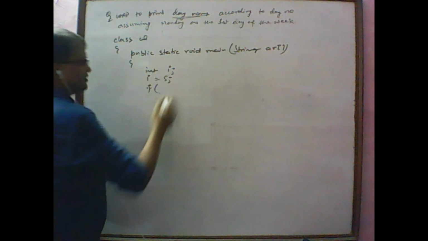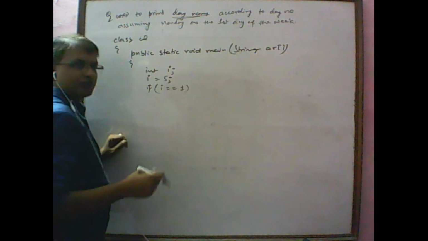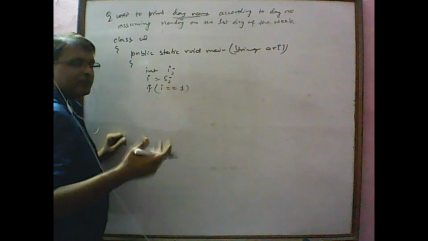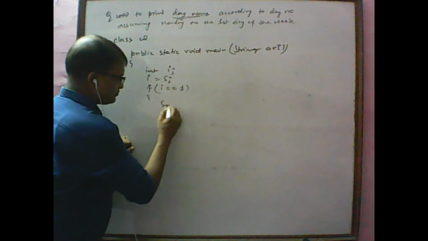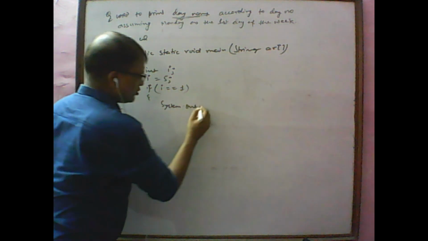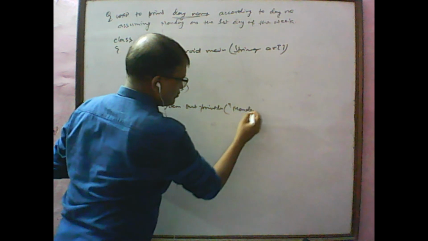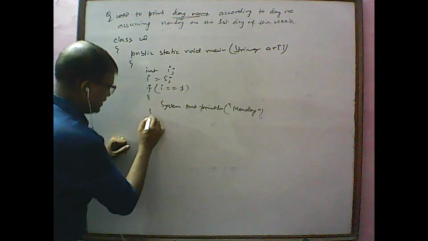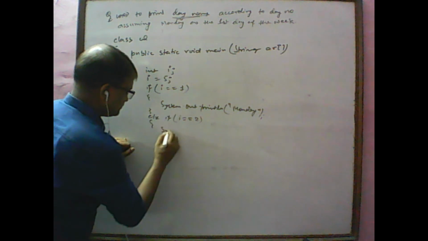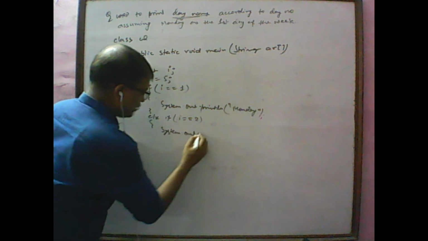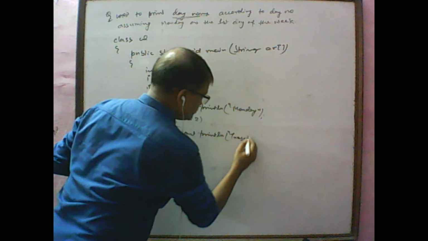Now start comparison. How will you start? Day number should start with 1, not 0. So compare with 1. If I equal to 1, System.out.println Monday. Okay. Else if I equal to 2, System.out.println Tuesday.